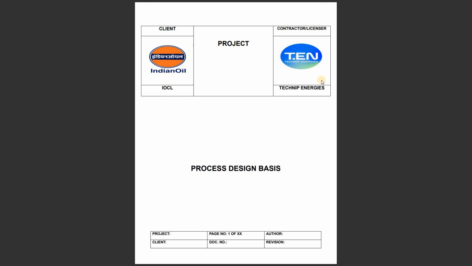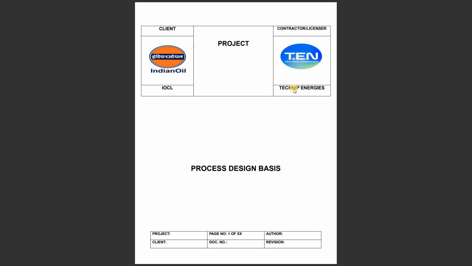Here I have prepared one cover page of the process design basis to show you how the document looks. This is the cover page. You can see this is your header. In the header you provide the information of the client. Who is your client? Let's suppose in my case the client is IOCL, and my contractor or licensor is Technip. These logos I have just taken from the official websites of IOCL and Technip, and this information is only for reference or study purposes.